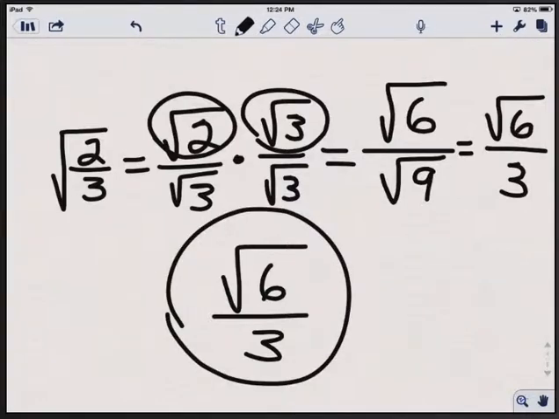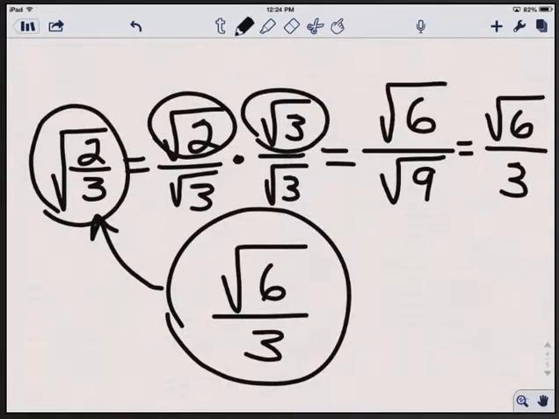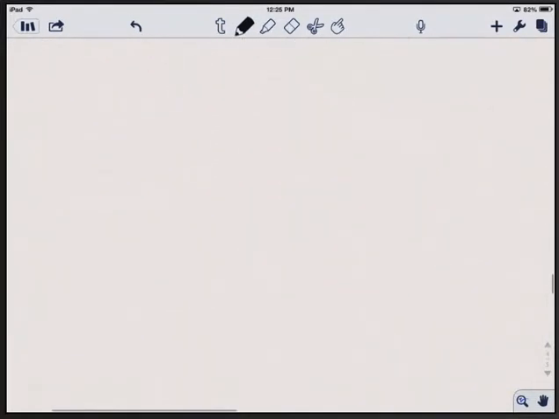is equal to what we started with, the square root of 2/3, but the square root of 6 over 3 is the simplified version of that because it satisfies all of the rules that we've gone over. One more example for today.